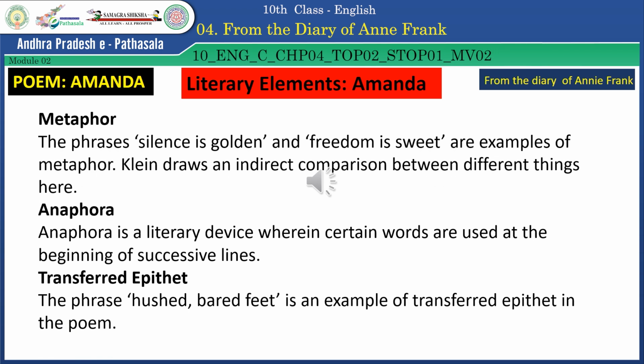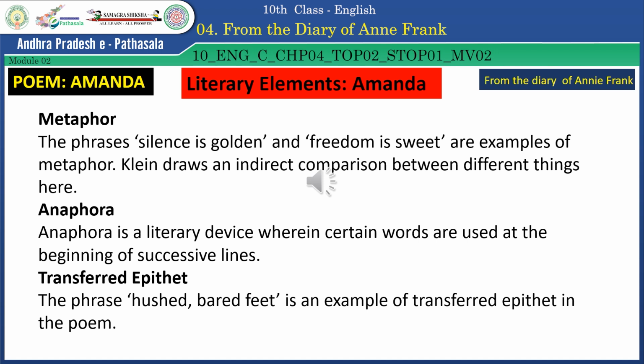Another literary element in the poem Amanda is metaphor. The phrases silence is golden and freedom is sweet are examples of metaphor. Klein draws an indirect comparison between different things here. Another one is anaphora. Anaphora is a literary device wherein certain words are used at the beginning of successive lines. Transferred epithet. The phrase hushed bad feet is an example of transferred epithet in the poem.